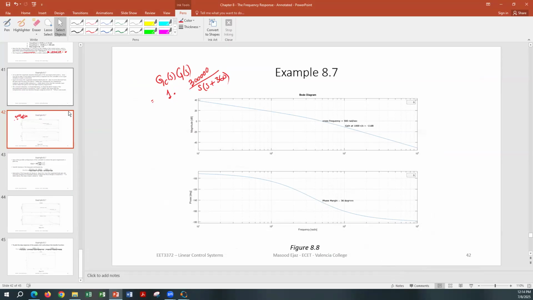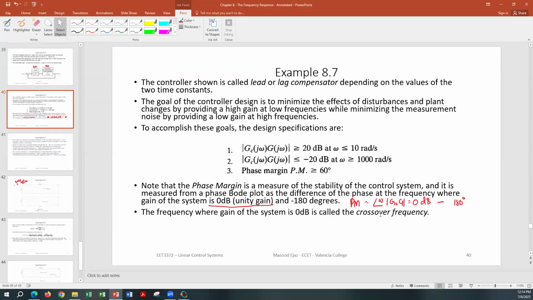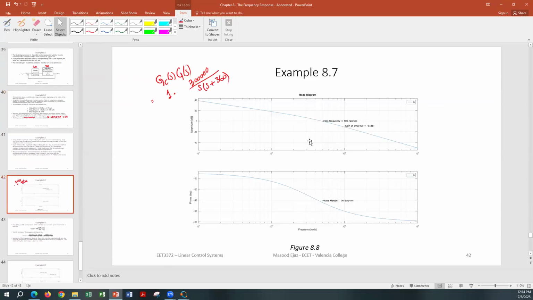Negative 144 degrees minus negative 180 is equal to, let me see, negative 144 degrees minus negative 180. So the phase margin is about 36 degrees. That's the phase margin. Minus negative 180 degrees, not minus 180 degrees, minus negative 180 degrees. So that's how we are reading the phase. That's how we are calculating the phase margin.